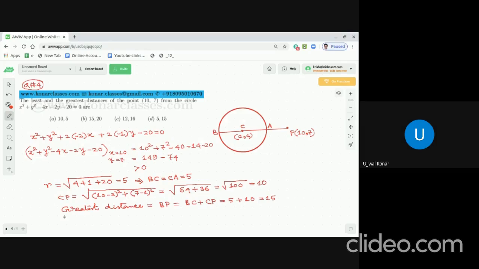Okay, and the least distance is equal to AP. AP is equal to CP minus CA. What is CP? We derived it as 10, minus CA, the radius, that is 5 units, that is equal to 5. So the least distance we found is 5 and the greatest distance is 15, and we get the correct option as option D. Correct, dear students? Absolutely clear?